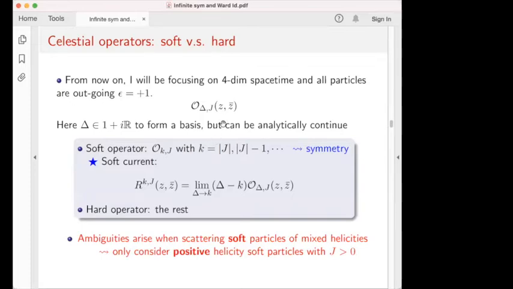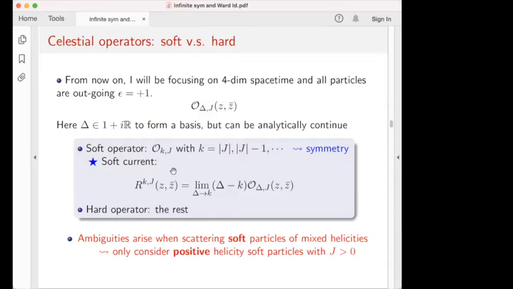In the study of celestial holography, the central object is this operator O delta J. This delta belongs to 1 plus I lambda IR, as I said before, to form a basis. But now I analytically continue on the complex plane. As a result, these celestial operators can be classified into 2 categories: the soft operators and hard operators.